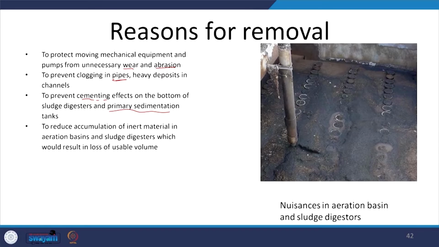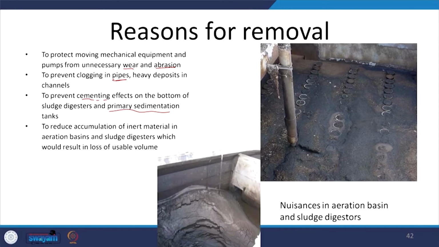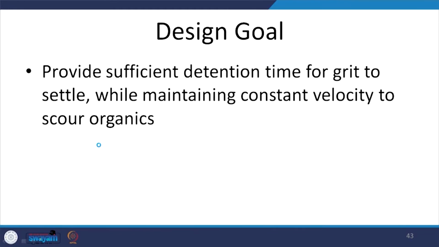So, what do we see? We see this, right, nuisances in aeration basins and sludge digesters. All this is because they did not have good grit removal systems upstream. In their aeration tanks and sludge digesters, they now have all this grit that has accumulated, right. So, that is the reason.